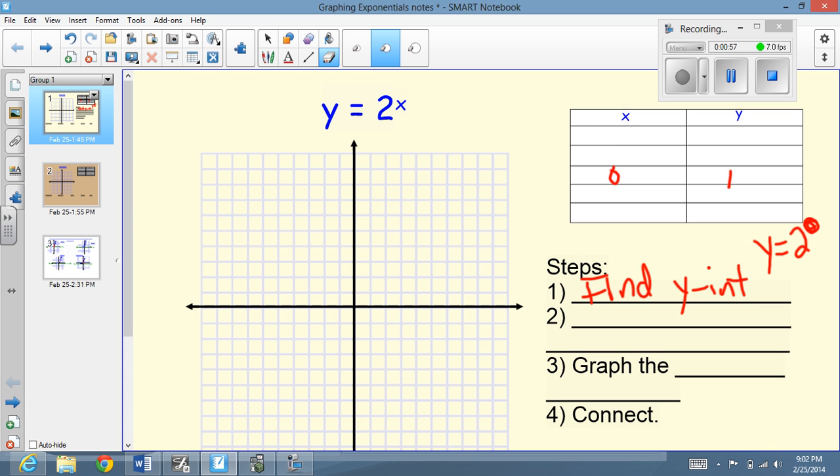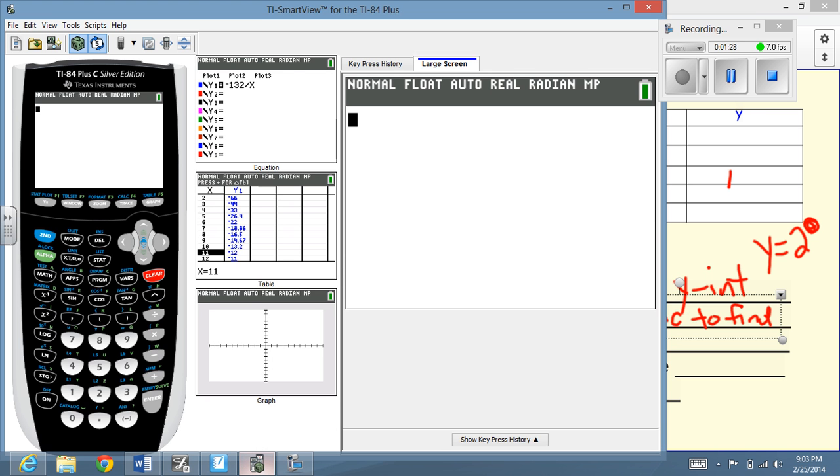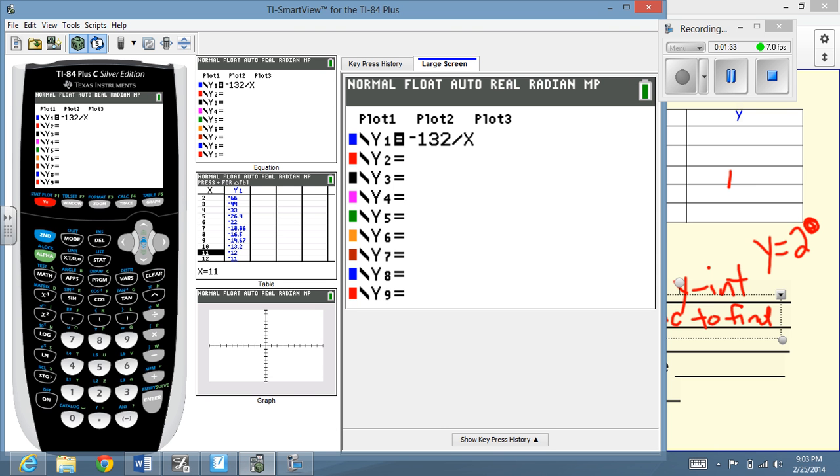Okay, the second step I'm going to do is I'm going to use my calculator to find the table. Okay, so I'm going to grab my graphing calculator. You should see it pop up here on the screen, and I'm going to put in y equals 2 to the x power. So in case you're not sure, grab your graphing calculator, you hit your y equals button in the upper left hand corner.